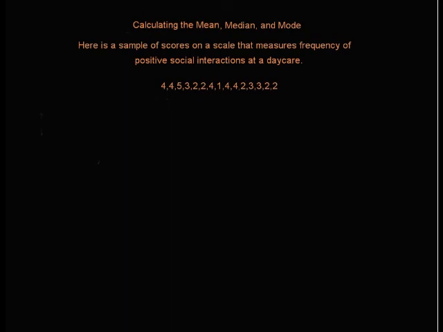From this, we can determine a few things. First is the mean. We can also calculate the median and also the mode. The mean is the one that actually requires a bit of a formula, so we'll start with that one, and the median and mode will come along a little bit later.